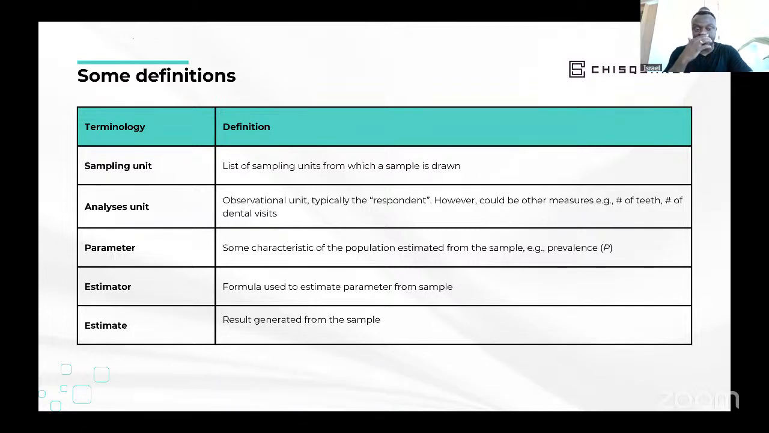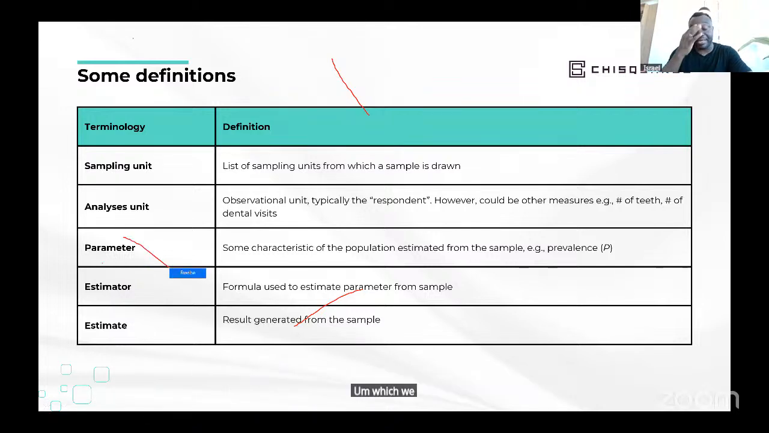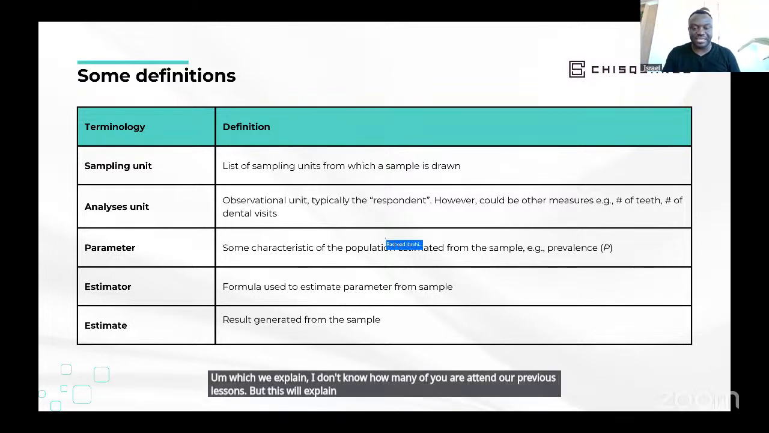These are some terms we have discussed in the past. But there are two here we need to understand clearly: the parameter and the estimates, which we explained. I don't know how many of you attended our previous classes, but those were explained in the previous class. Who wants to explain to us the distinction between the parameter and the estimates and between the population and the sample?